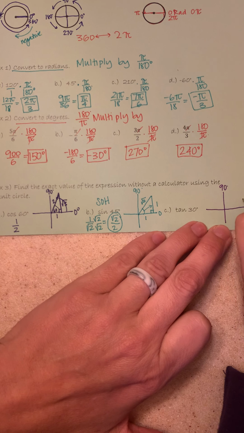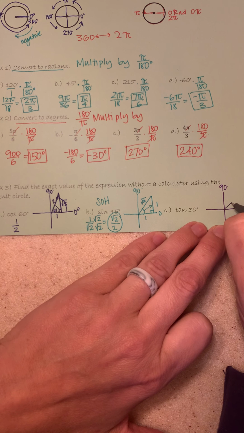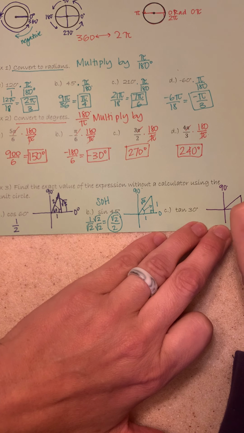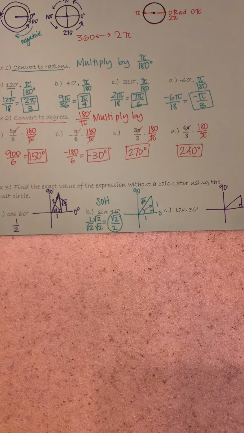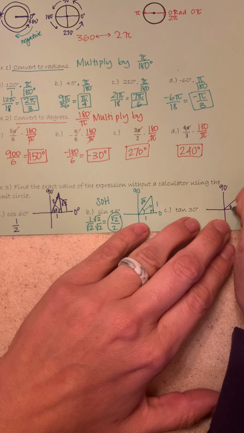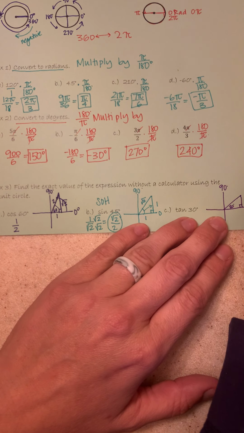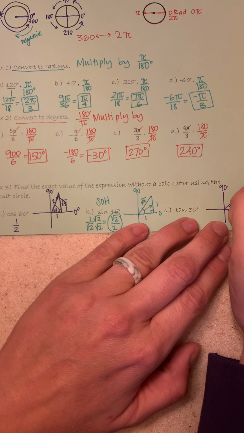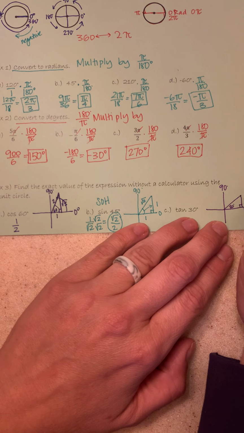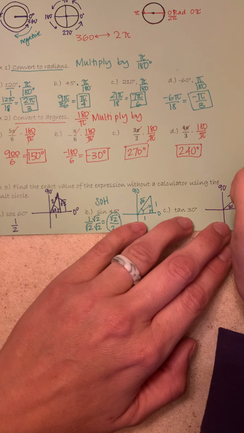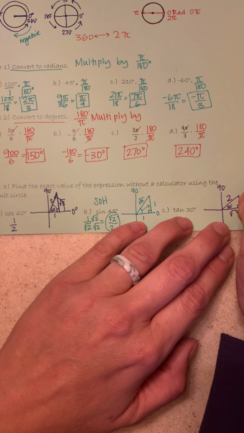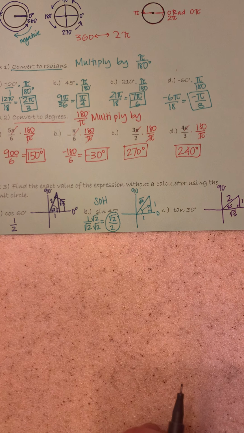So 30 degrees would be like a smaller angle going this way. So I make my little triangle here. Now if this is 30, using my special right triangles, my short leg would be over here. My hypotenuse would be a 2, and then my adjacent leg would be the square root of 3.